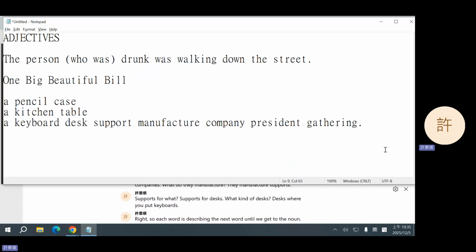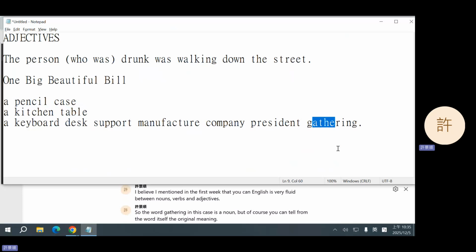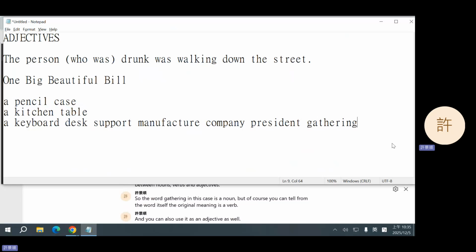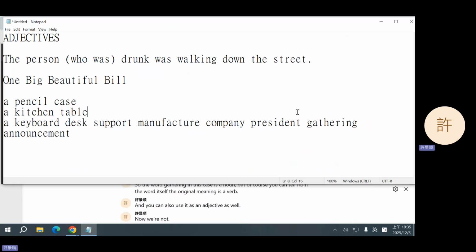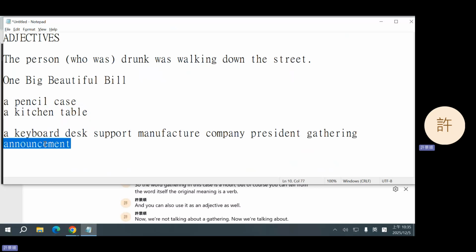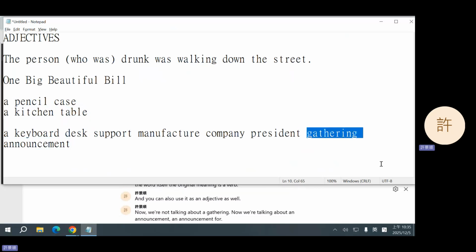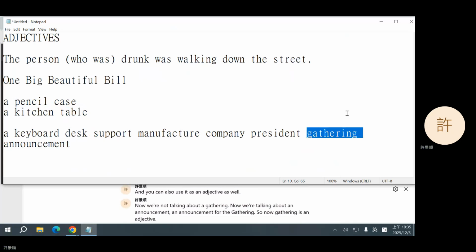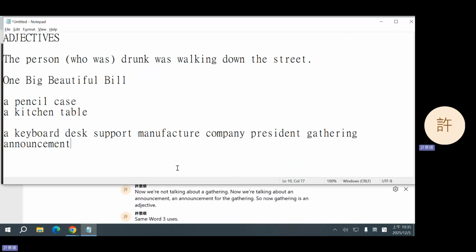I believe I mentioned in the first week that English is very fluid between nouns, verbs, and adjectives. So the word gathering in this case is a noun. But of course, you can tell from the word itself, the original meaning is a verb. And you can also use it as an adjective as well. Now we're not talking about a gathering. Now we're talking about an announcement for the gathering. So now gathering is an adjective. Same word, 3 uses. 一餐三吃.